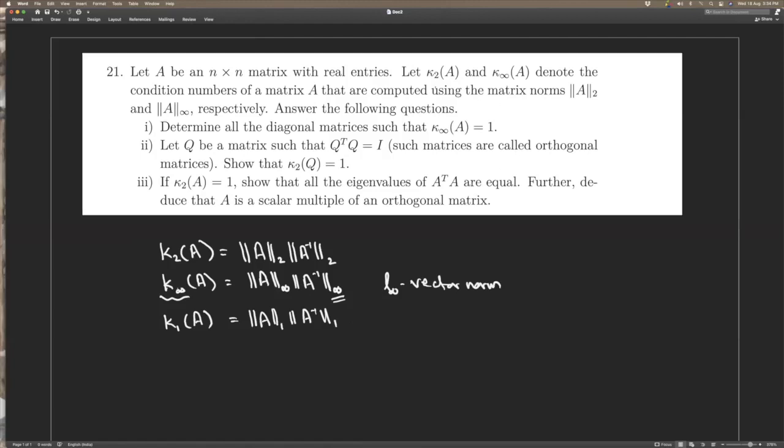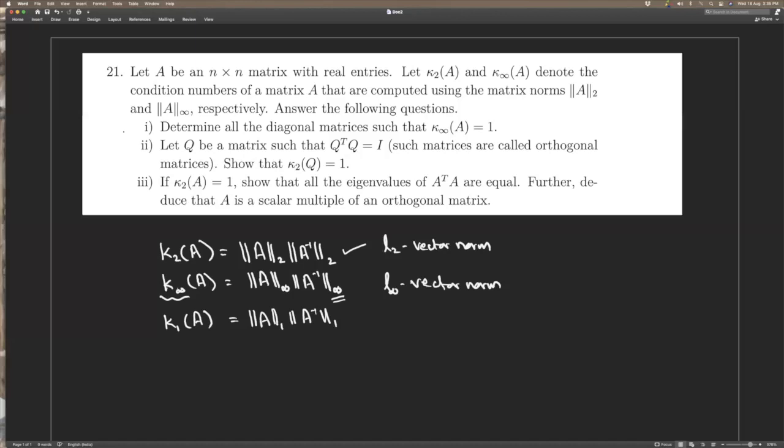So here we are taking two different condition numbers of the matrix A. One is computed from the norm corresponding to the Euclidean norm, that is the L2 norm, and the other one is computed using the subordinate norm corresponding to the L infinity norm. Now we have to answer the following. Determine all the diagonal matrices such that kappa infinity of A is equal to 1.